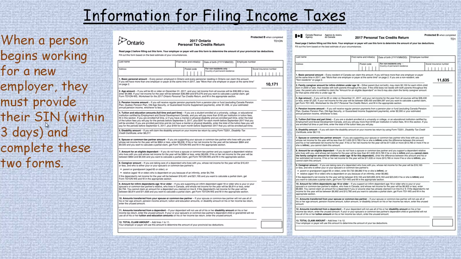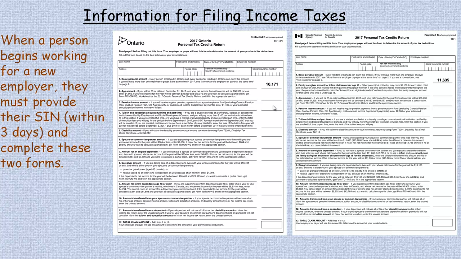That's the time, within the first 3 days, you're supposed to tell your employer what your social insurance number is. That's what SIN stands for. And in the form here, that's where you put your social insurance number, your employee number if you have one, your date of birth, your last name, your first name and initials, your address, and your postal code. And the basic personal amount for Ontario, the provincial amount, is $10,171.